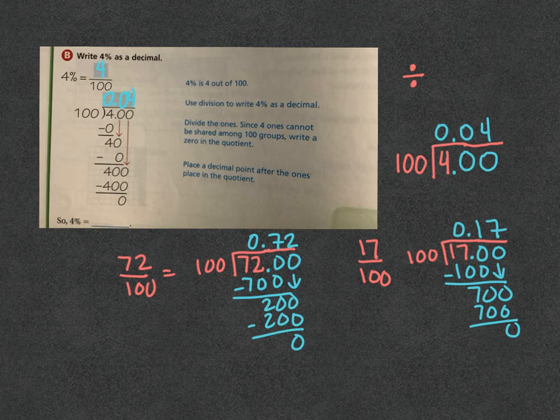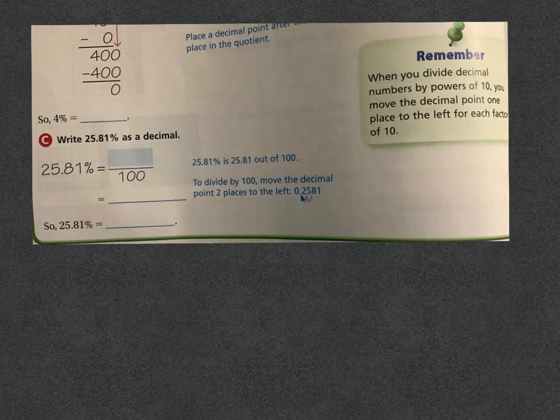So, keeping that in mind, I'm going to take us on to the next part of this lesson. That information becomes handy to know when you get ones that look like this, because then I'd have all kinds of division going on, and it's not necessary for me to divide, because remember, when you divide decimal numbers by powers of 10, like 10, 100, 1,000, and etc., you move the decimal point one place to the left for each factor of 10, or basically each 0.